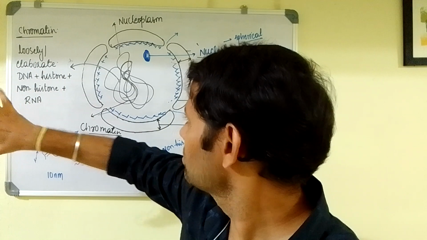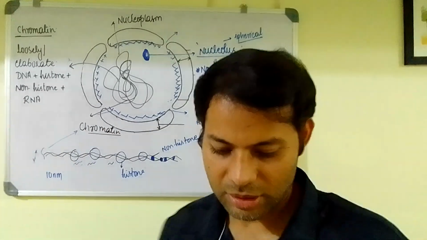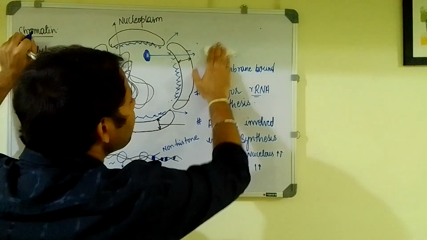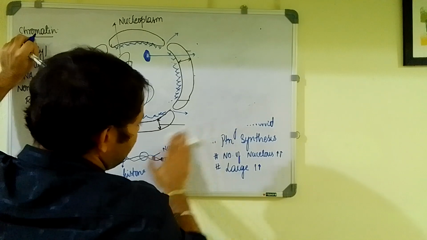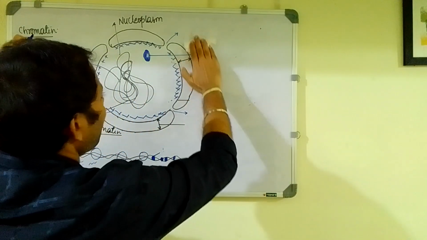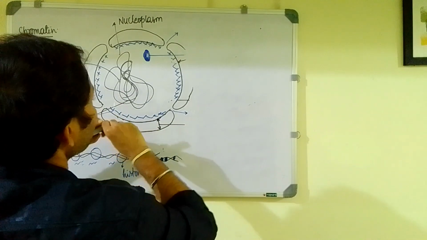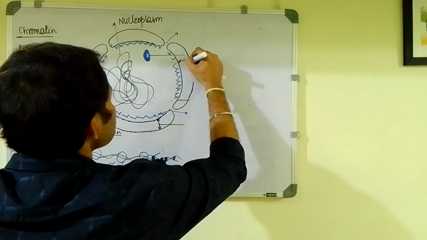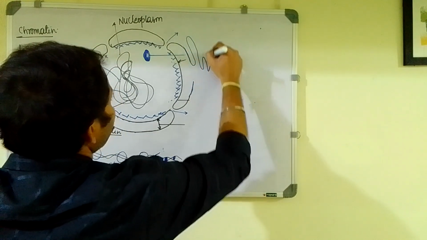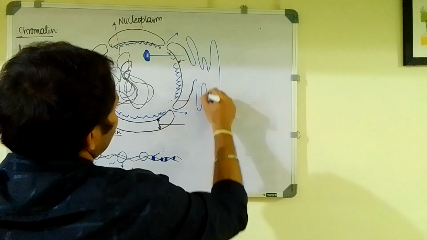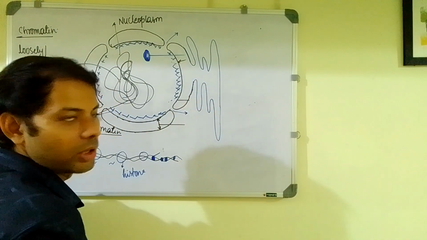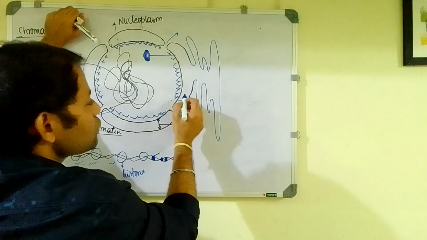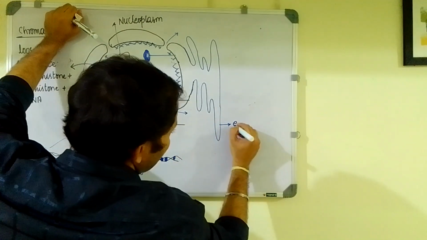So this is about chromatin. We will discuss chromatin in great detail in just a few minutes. Now one more important point I have to make here is about the outer membrane of the nuclear envelope. The outer membrane of the nuclear envelope continues as what? Endoplasmic reticulum. Okay. Now, this perinuclear space, this is your endoplasmic reticulum.